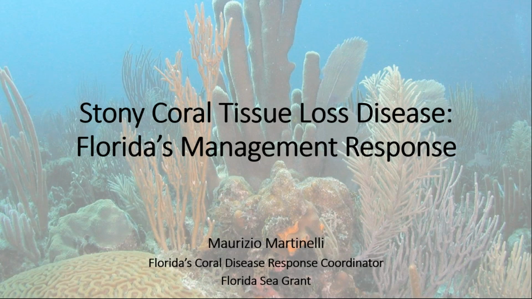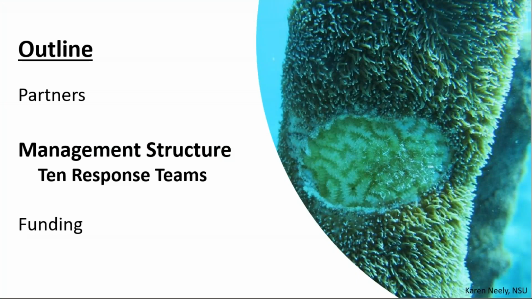So now that we know a little bit about the disease and the impact that it's had in Florida, I'm going to be sharing about what we've been trying to do about it here in Florida. So I'm going to share 3 main items. The first being, again, reiterating a bit about the partners that we have involved. Then the bulk of the presentation is going to be about the management structure that we have here in Florida, including our response teams. And finally, 1 slide about some of the funding that we've had applied to this disease response.